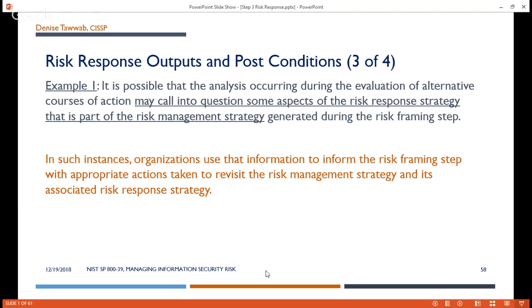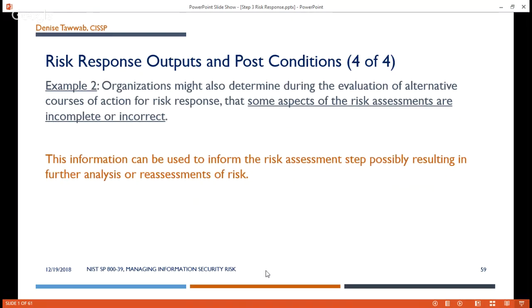So as we know more, as we get into the weeds, as we learn more about the controls, we may discover something that needs to go back to the risk framing step, and that needs to go back to an earlier step to say, let's revisit that and let's adjust our strategy accordingly. Example two, organizations might also determine during the evaluation of alternative courses of action that some aspects of the risk assessments are incomplete or incorrect. This information can be used to inform the risk assessment step, possibly resulting in further analysis or reassessments of risk.